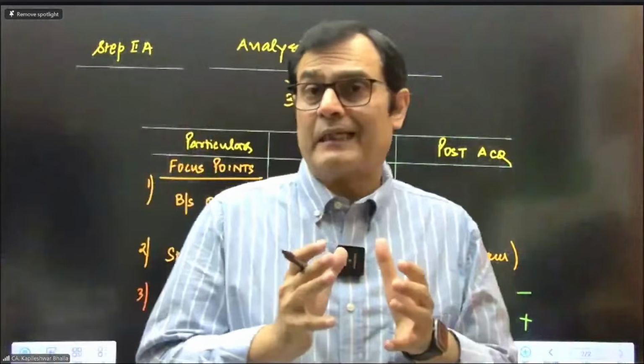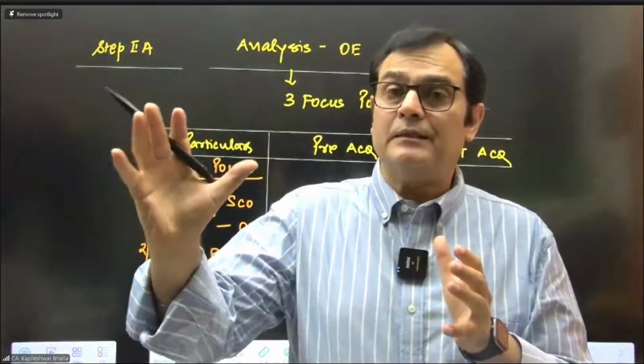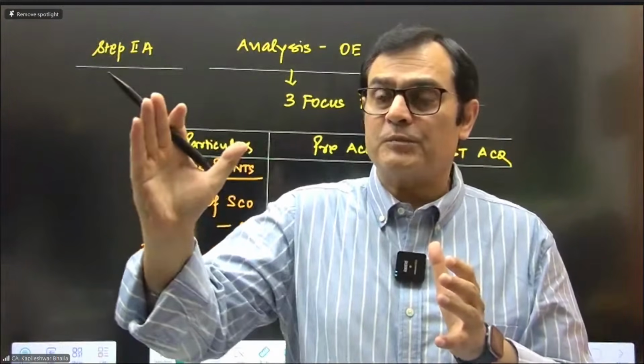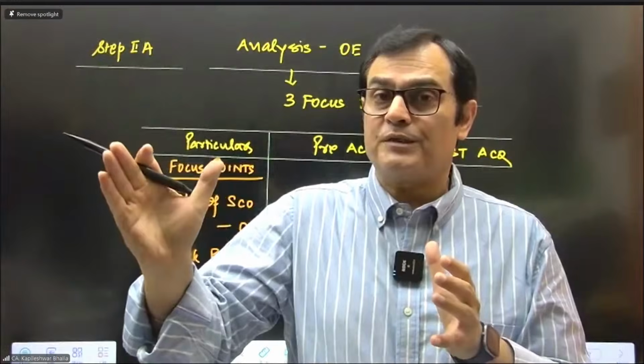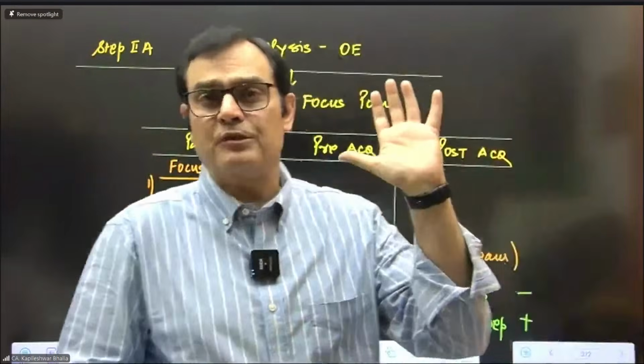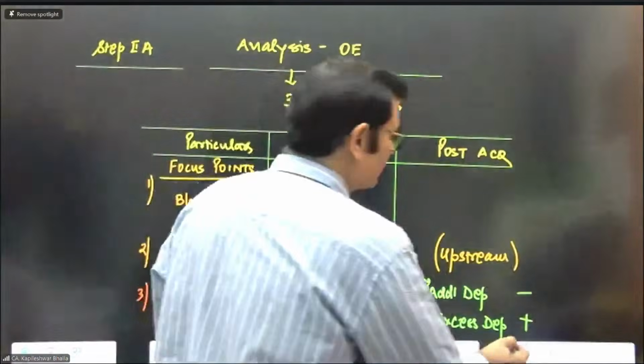So when you're doing your analysis, just ask yourself: have I taken the other equity of the subsidiary? Tick. Have I taken the fair value adjustments? Tick. Have I taken the stock reserve, which is upstream? Tick. So your mind starts working in terms of how to handle the analysis. And then after this, we go to step number 2B.